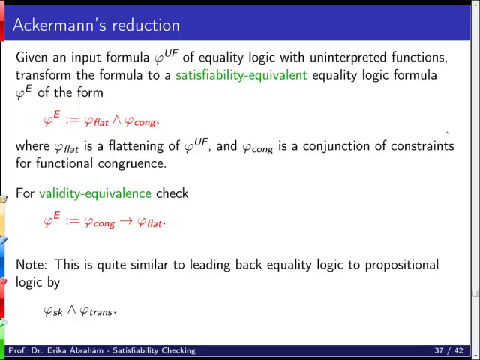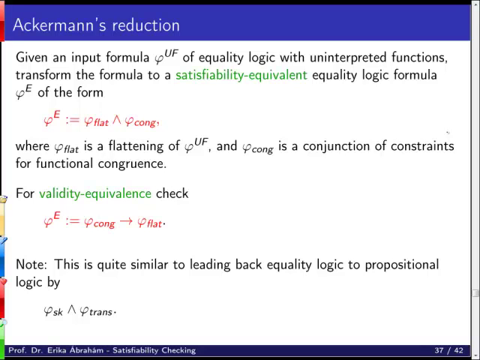And this looks as follows. First, assume that we have an input formula. This is again in negation normal form. It contains equalities and uninterpreted functions. That means functions which are congruent, but I do not know the exact meaning. I only know that they are functions. And if we do it similarly to equality logic, we will transform to a satisfiability equivalent equality logic formula, where we have a flat part encoding the Boolean structure of the formula, and a part like we had for transitivity for equality. Here we will encode congruence.